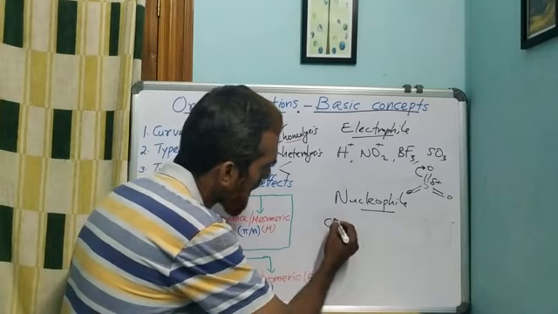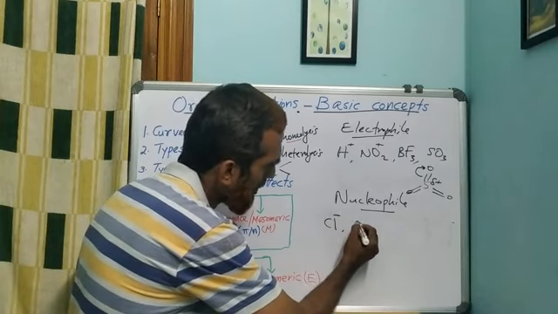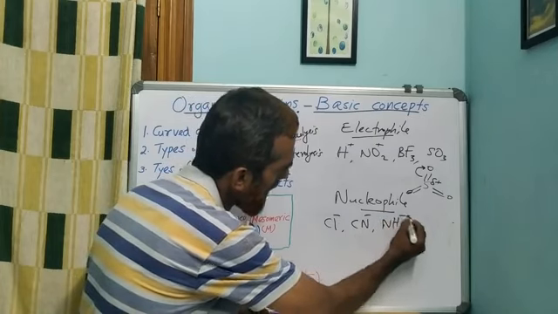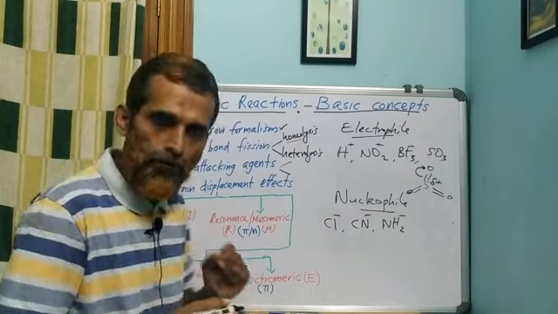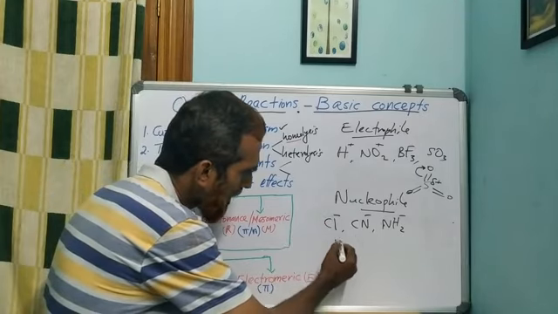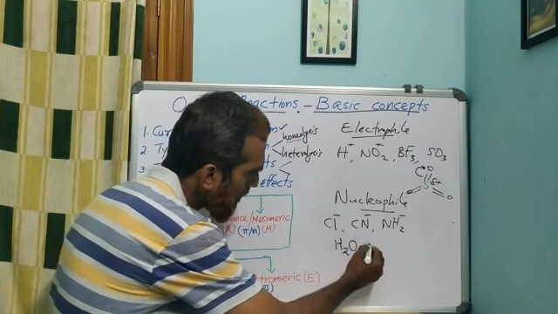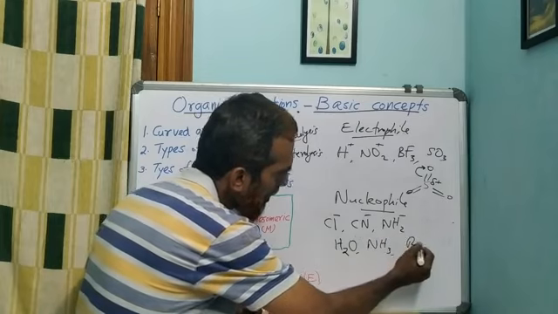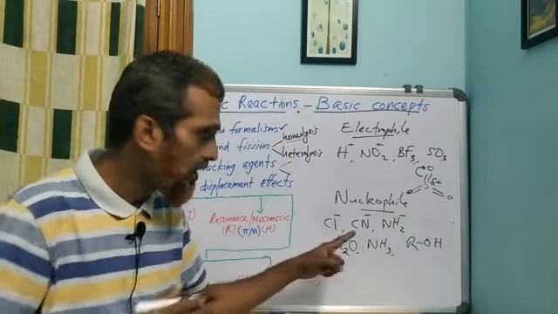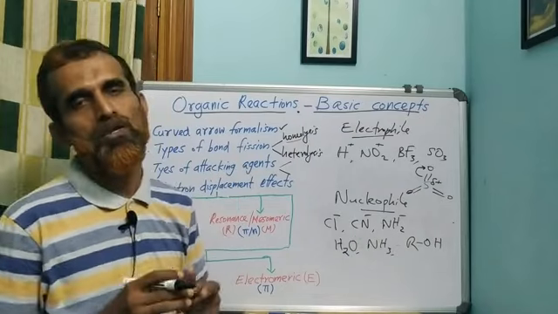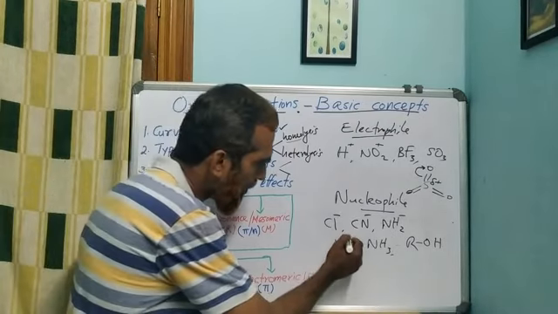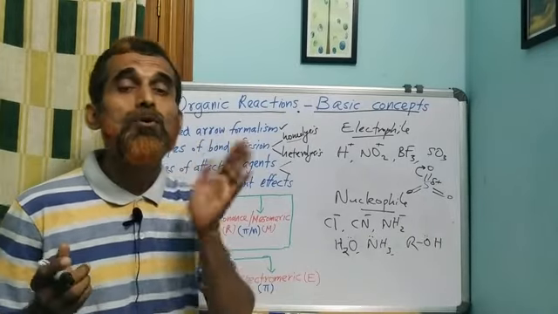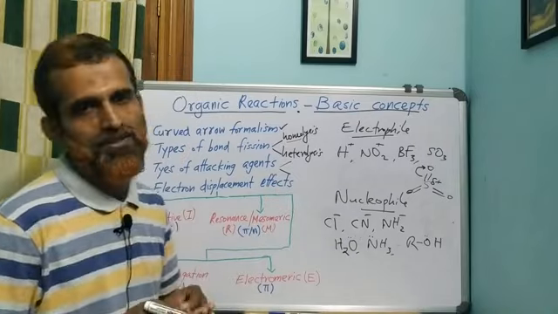Putting examples: Cl minus, CN minus, NH2 minus. These are all negative ions. Definitely they will have at least one lone pair. And writing some other examples like H2O, NH3, ROH. ROH is alcohol. These are neutral molecules, but they are also nucleophiles. Why? Because they have a lone pair. So the essential condition for a nucleophile is what? It should have a lone pair. It can be negative or neutral.